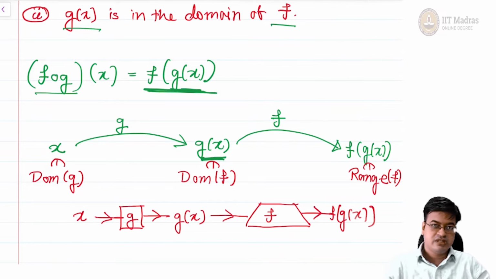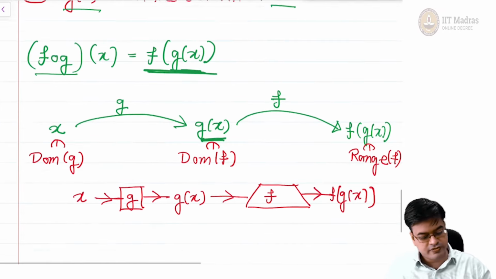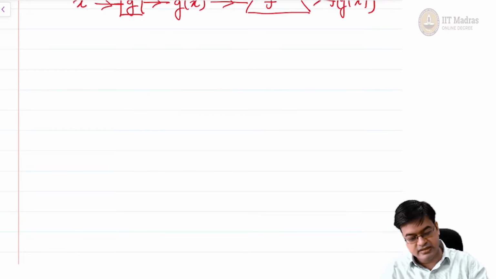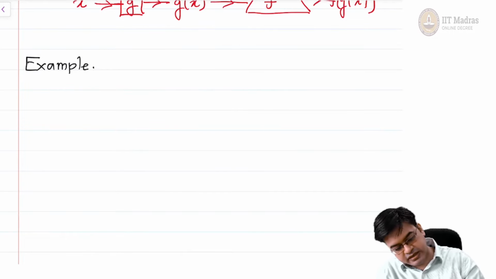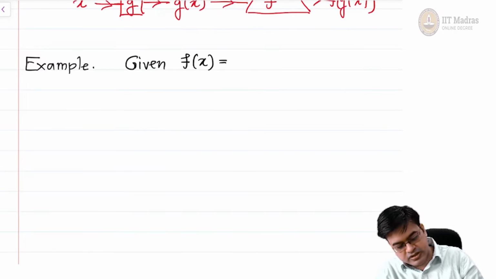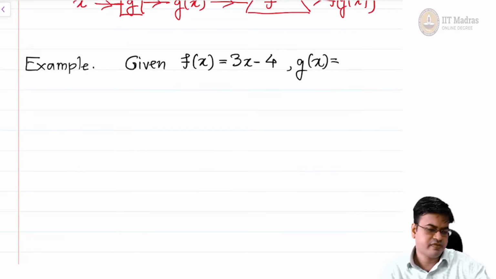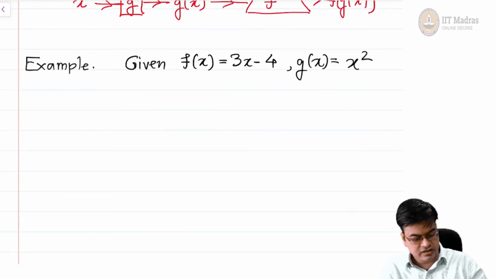So we have understood the theory, roughly the theory behind composite functions, or composition of two functions. So it's time to get some practice. Let me start with an example. You have been given two functions: f of x equal to 3x minus 4 and g of x equal to, let us say, x square. These are the two functions that are given.